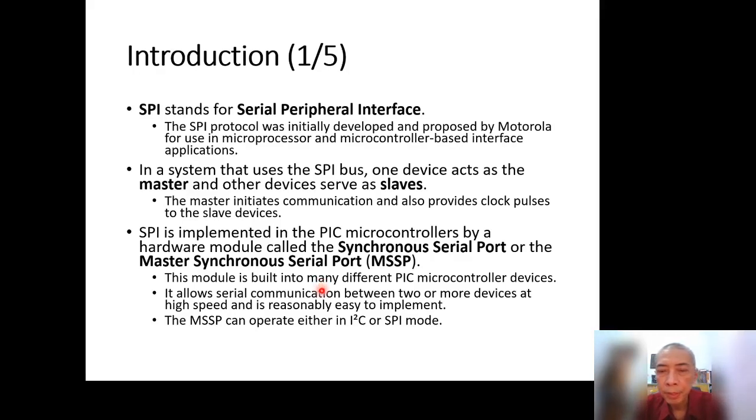SPI is implemented in the PIC microcontroller by a hardware module called the synchronous serial port (SSP), or the master synchronous serial port (MSSP). This module is built into many different PIC microcontroller devices. It allows serial communication between two or more devices at high speed and is reasonably easy to implement. The MSSP can operate in either I2C or SPI mode. So the master synchronous serial port is the important module for both the I2C and SPI serial communication protocols.